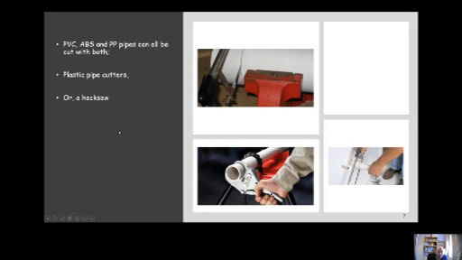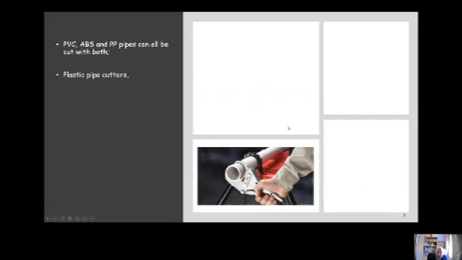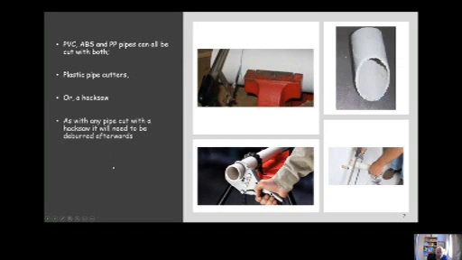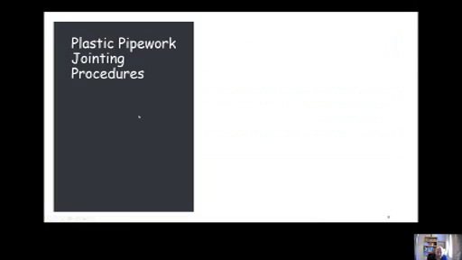So yeah, basically all of these pipes can be cut with either plastic pipe cutters, these things here, or with a hacksaw. Just like with anything, if you cut it with a hacksaw, you need to deburr it afterwards.